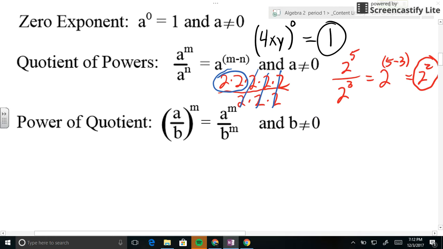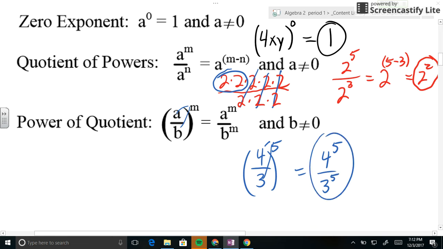And the last one is the power of a quotient. That's saying if I have some fraction and I raise it to an exponent, I just take the exponent to both bases on the top and the bottom. So an example here could be 4/3 to the fifth. So all I'm doing is just taking the exponent to both the 4 and the 3. So that would give me 4 to the fifth over 3 to the fifth. And then that would be the simplified answer.